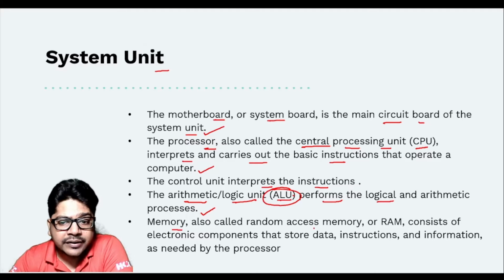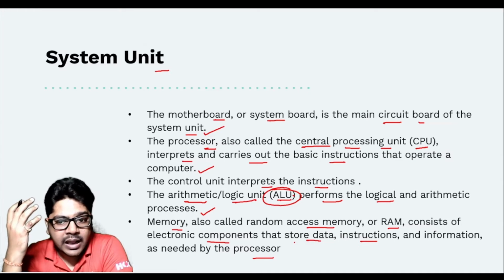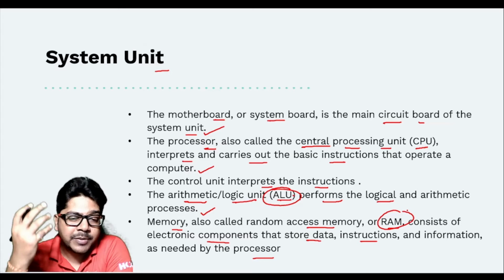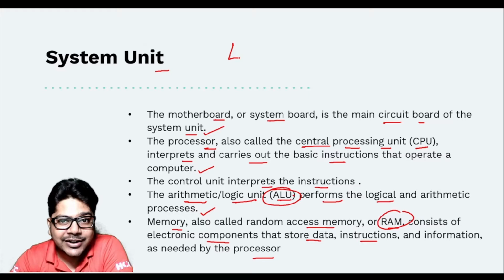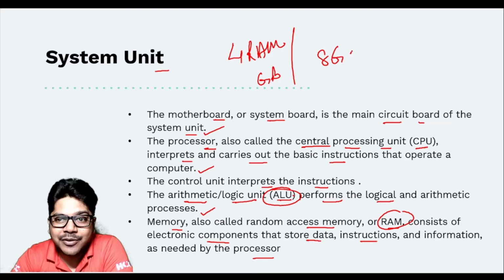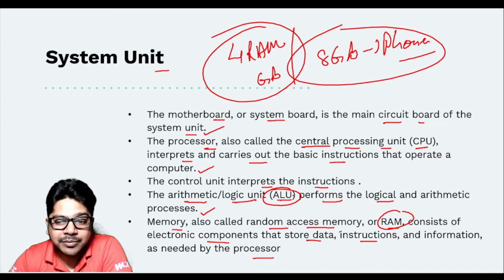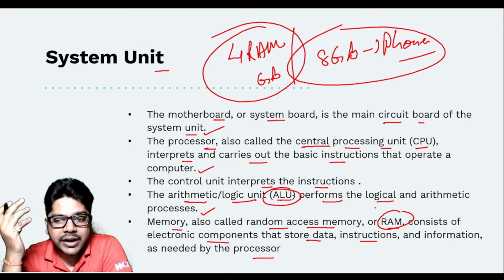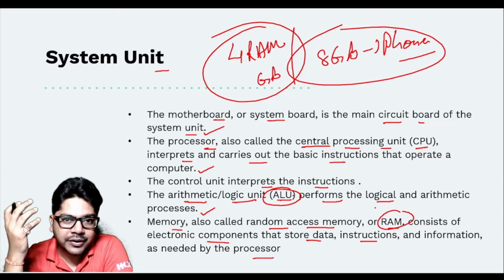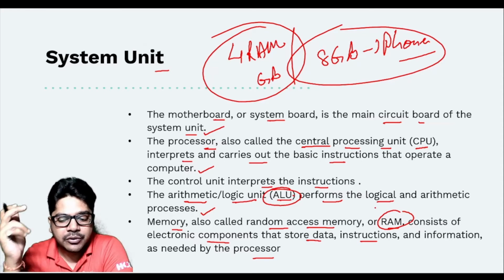Memory, also called random access memory or RAM, consists of electronic components that store data, instructions and information as needed by the processor. You must be aware of these terms very much, right? Everyone knows RAM, because in today's phone you need at least 4 GB of RAM. You want 8 GB phone, because you want to play PUBG and high definition games, so you need a big amount of RAM. Similarly for the computer, RAM is random access memory, which stores data, instructions and information needed by the processor. As the processor needs information, RAM makes it available.